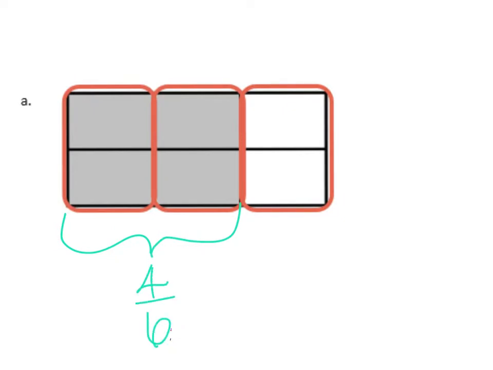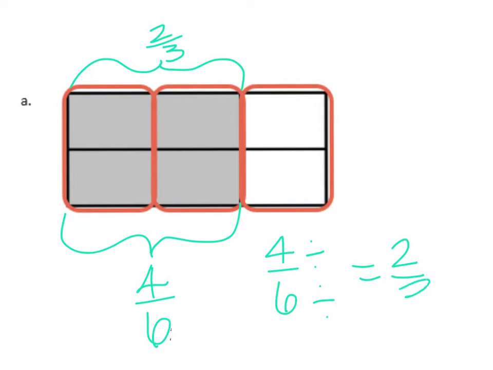Now pretend the horizontal line going from left to right isn't there. What fraction do you see? I see 3 sections and 2 of those sections are shaded in, which means my fraction is 2/3. Now, what do we have to divide by to go from 4/6 to 2/3? The answer is 2.